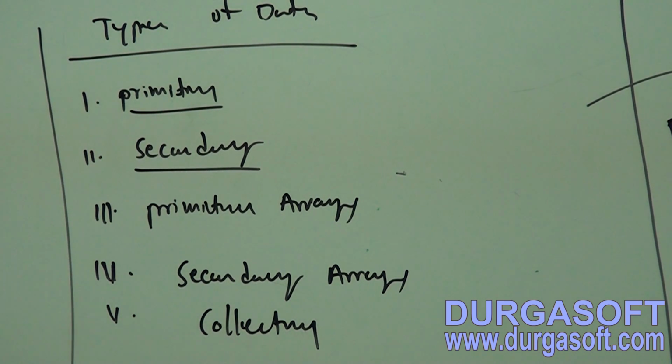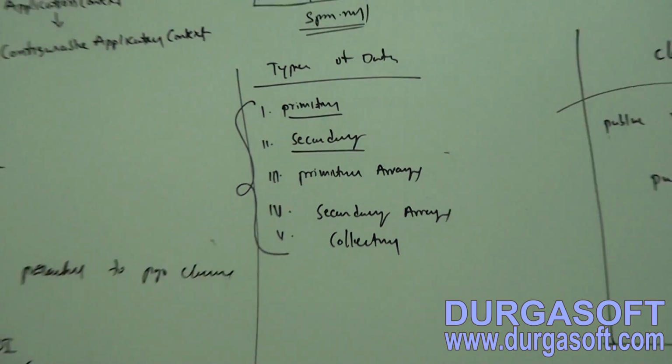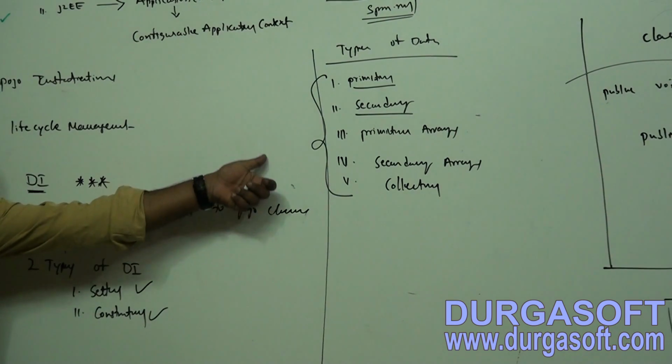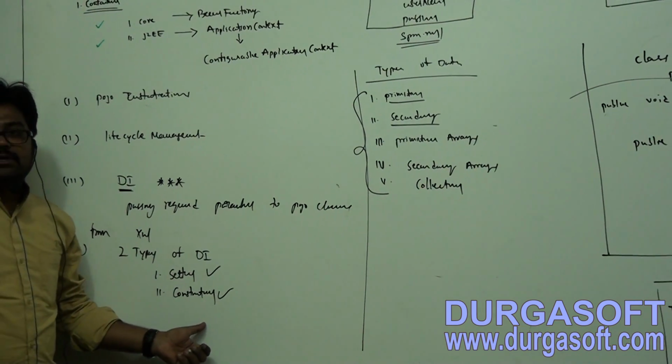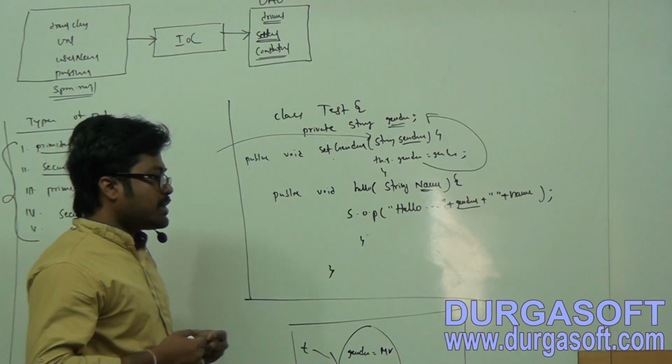To take these inputs, we have only two ways. Those two ways are setters and constructors. Primitive type data or secondary type data, any type of data we can accept through setter methods or through constructors.